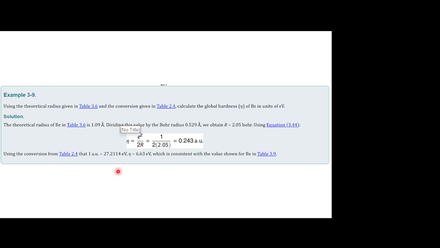All right. And so we do have to do a conversion of AUs to EVs. That's that same conversion factor you've probably seen a few times now. So 1 AU equals 27.2114 EV. And so we take our 0.243 number, multiply it by that 27.2114, and that's going to give you 6.63 EV.